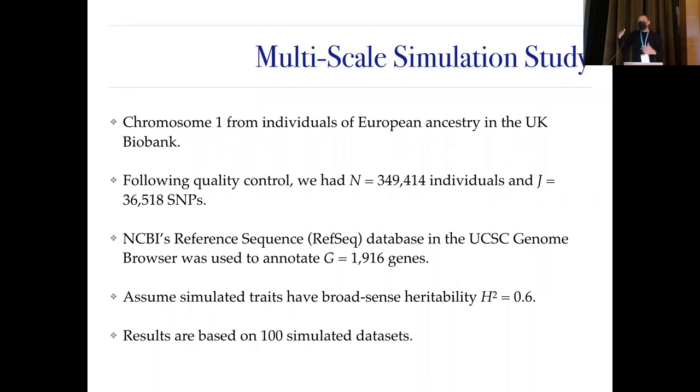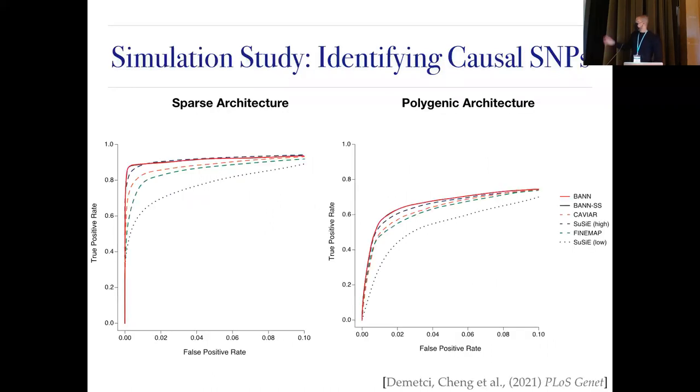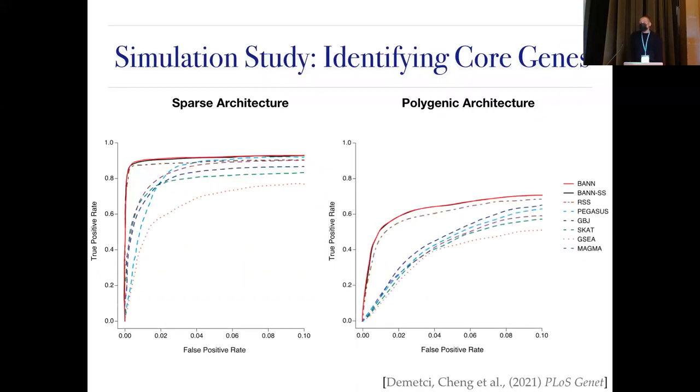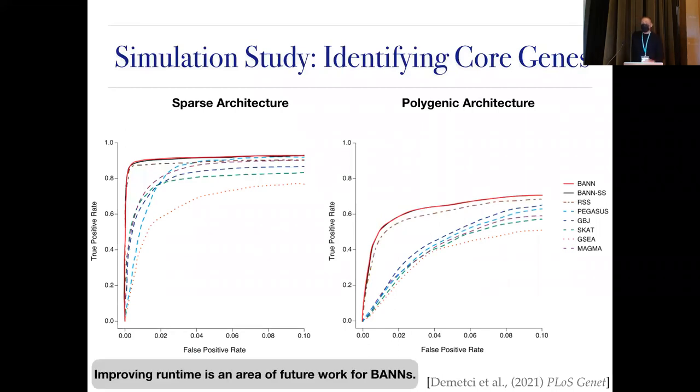And effectively, one metric of BANNs will be that if it's doing its job, it should rank SNPs better than the best methods, and it should rank SNP sets better than the best methods, right? And so that's kind of what you see in this space for both sparse and polygenic architectures. BANNs is great at identifying causal SNPs, and it's also great at identifying core genes as well. There are some things that we want to improve, like the runtime of BANNs, but the framework itself, we're really happy with.